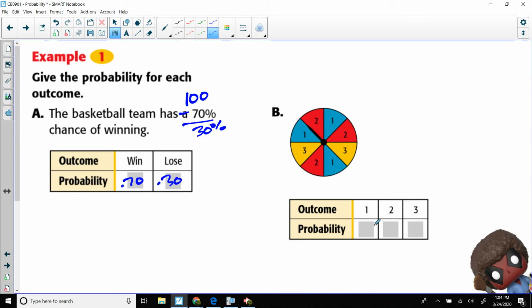Over here, how many number 1s are there? There's 1, 2, 3 of them. How many number 2s? There's 1, 2, 3 of them. How many number 3s? There's only 2. Sneaky. So what we're going to do now is we're going to add all those up together, and we'll end up with 3 divided by all 8 of them would end up being 3 over 8, 3 over 8, and 2 over 8.